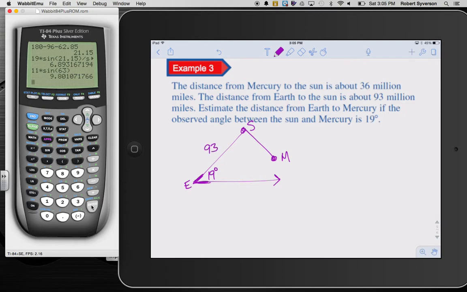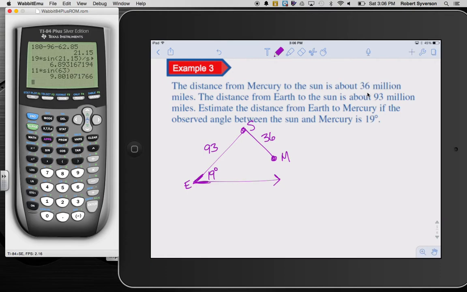And it says, let's see, does it give us the distance from Sun to Mercury? Yeah, Mercury to the Sun is about 36 million miles. Okay, cool. So now we have an acute angle.